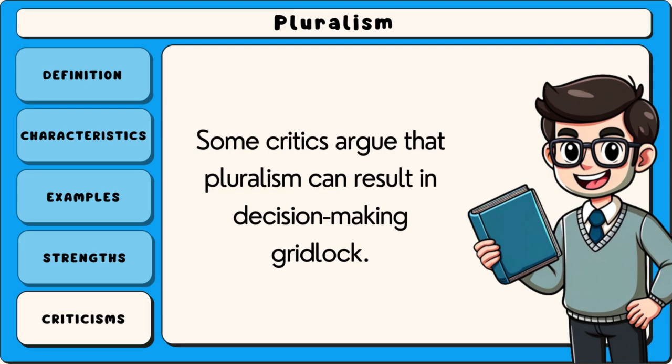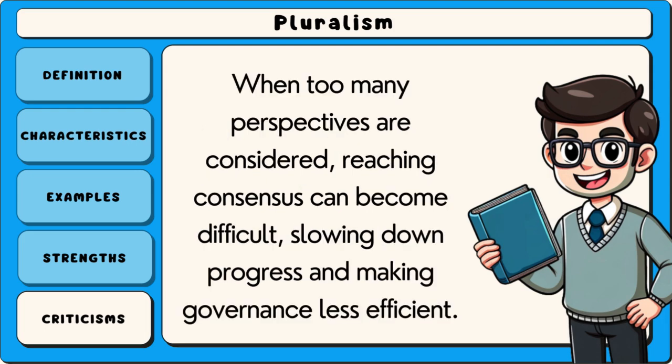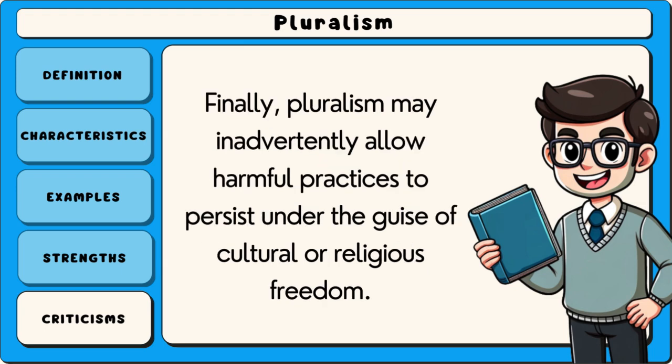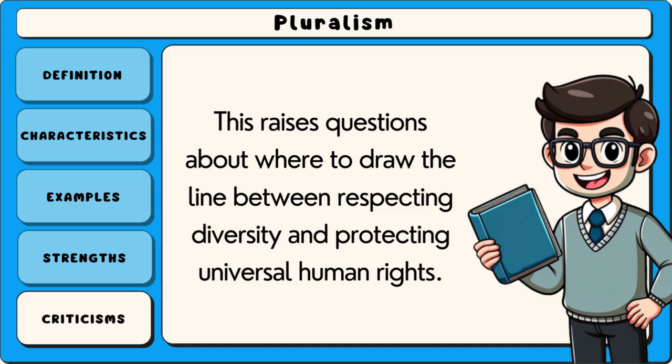Some critics argue that pluralism can result in decision-making gridlock. When too many perspectives are considered, reaching consensus can become difficult, slowing down progress and making governance less efficient. Finally, pluralism may inadvertently allow harmful practices to persist under the guise of cultural or religious freedom. This raises questions about where to draw the line between respecting diversity and protecting universal human rights.